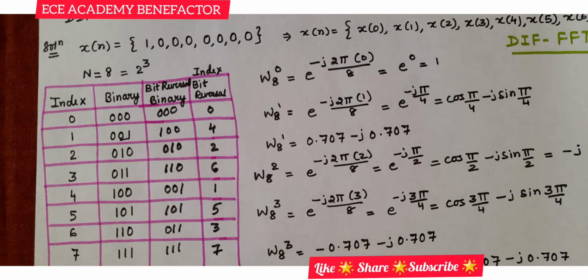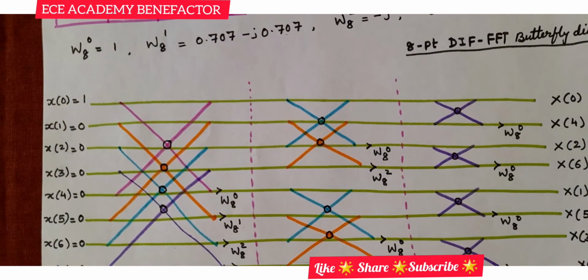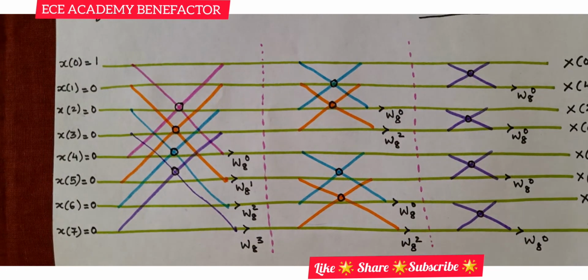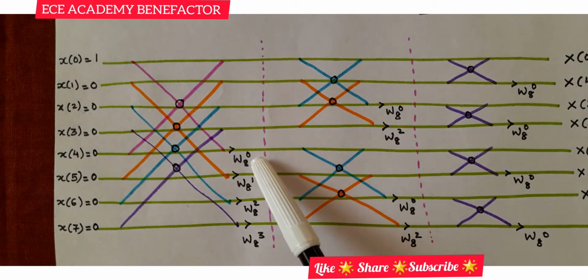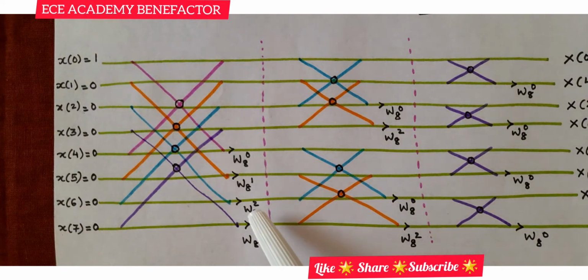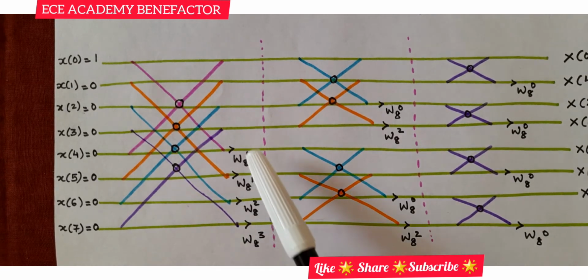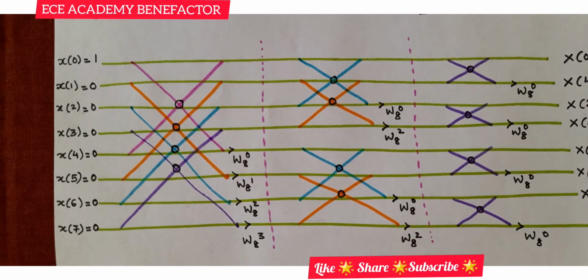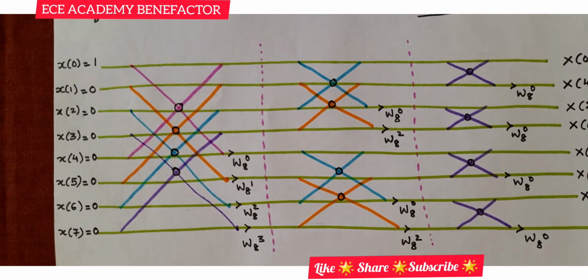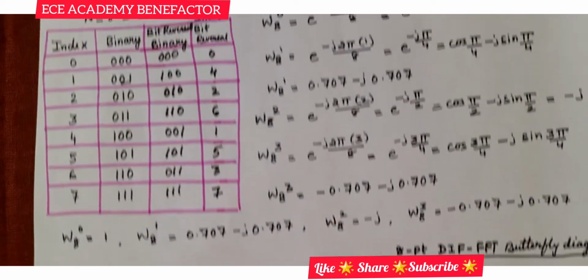Third step, you know how to draw the 8-point DIF flow graph, which I have already drawn here. So what are the twiddle factors involved here? W8 to the power 0, W8 to the power 1, W8 to the power 2, W8 to the power 3. These are the 4 twiddle factors used in the flow graph, in the butterfly diagram. We have to compute them before solving the problem, which I have computed here.